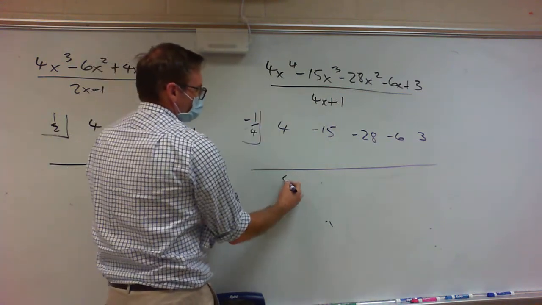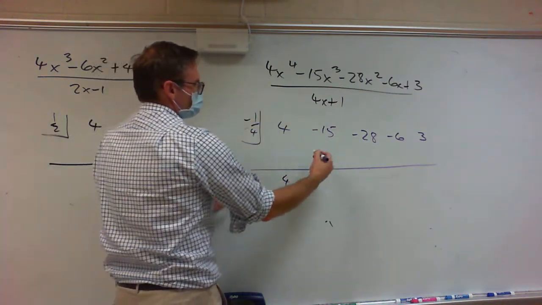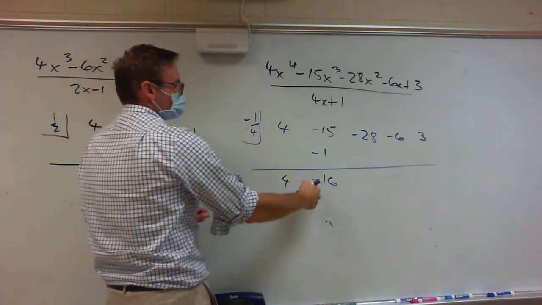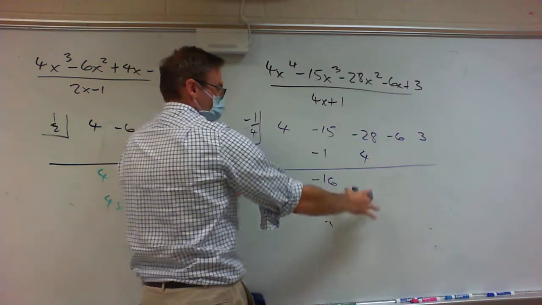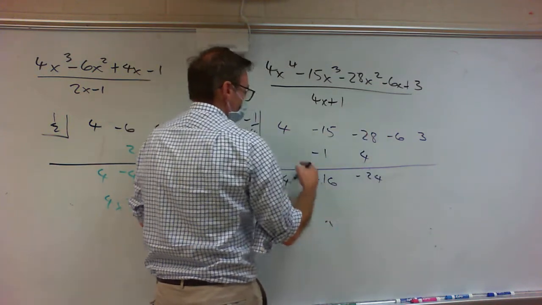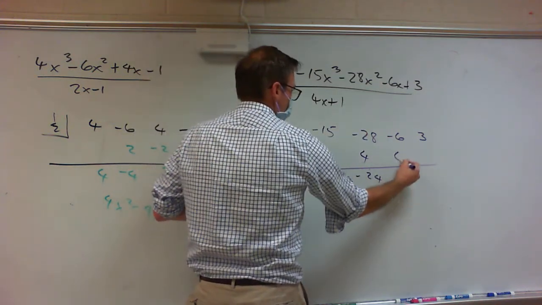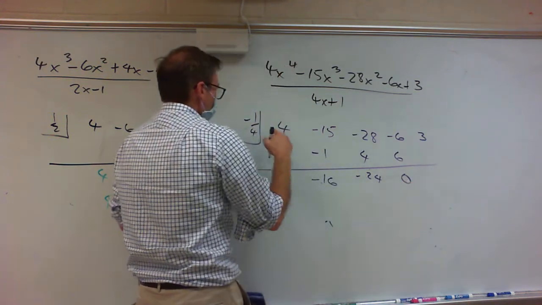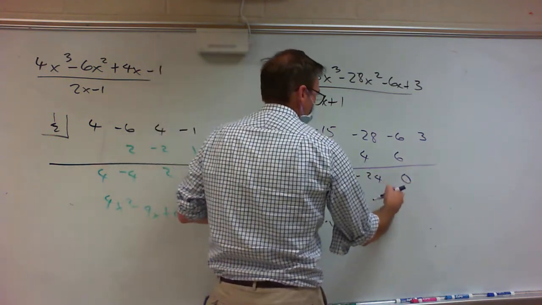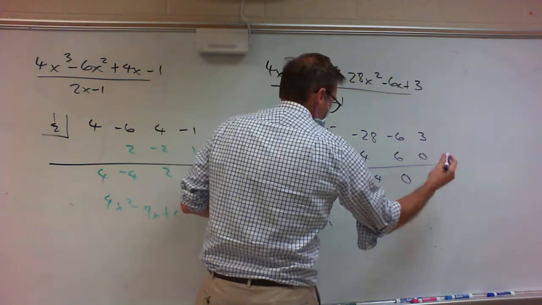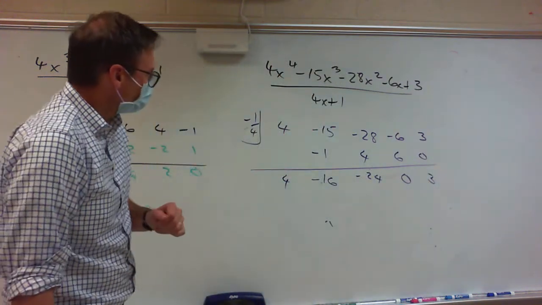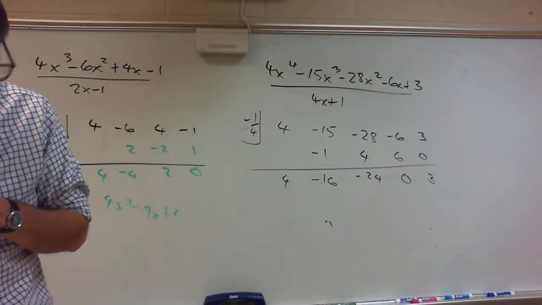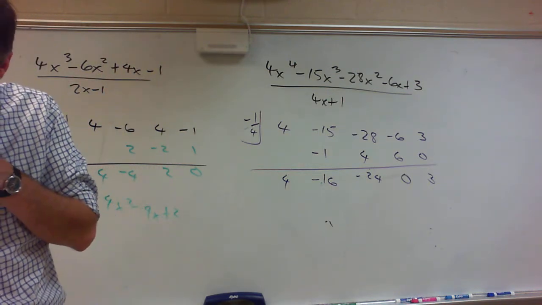I'll bring the 4 down. This times this is negative 1, that's going to give me a negative 16. This times this gives me 4, to get negative 24. This times this gives me a 6, and then 1/4 times 0 gives me 0. Cool, and so we get a remainder of 3. Did I mess up? Yeah, I did mess up.